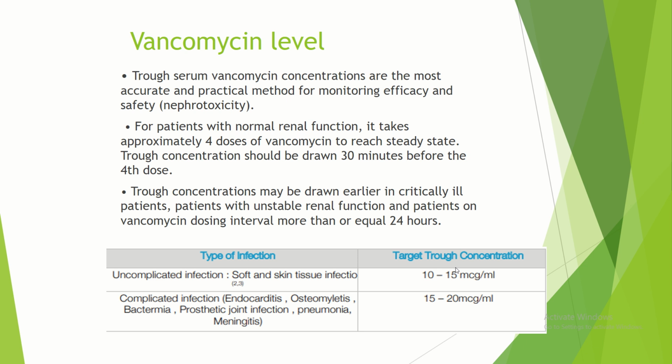The target trough concentration is based on the type of infection. For uncomplicated infections such as skin and soft tissue infection, the target trough concentration is between 10 and 15 microgram per ml. But for complicated infections such as pneumonia and meningitis, the target trough concentration is between 15 and 20 microgram per ml.